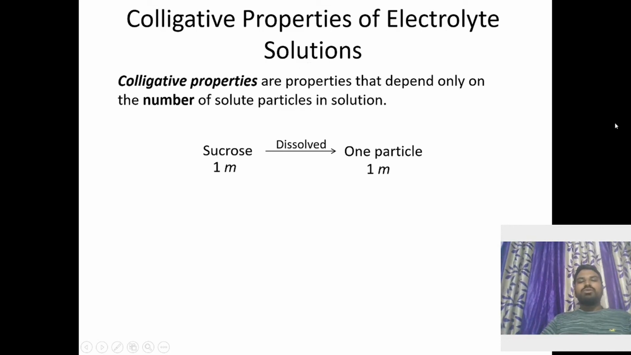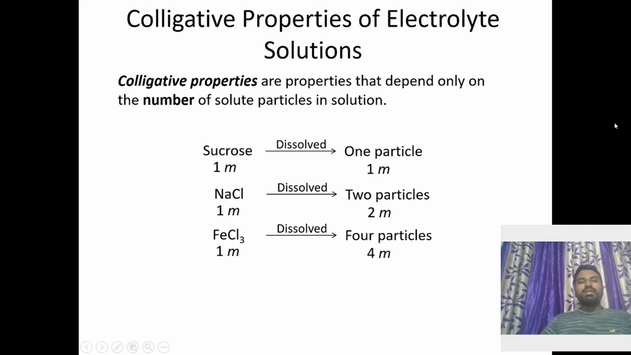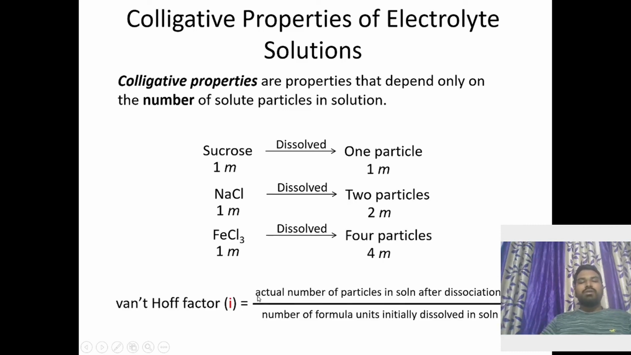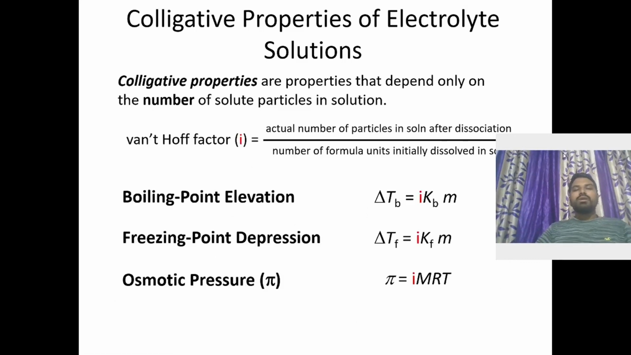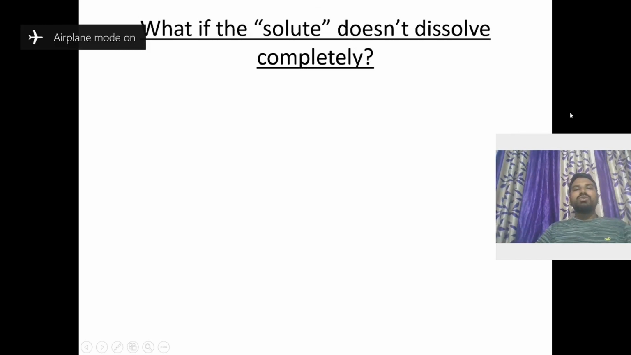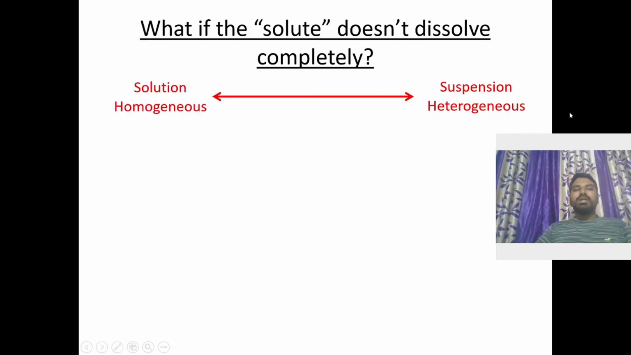Sucrose 1 molar dissolves to 1 particle M, NaCl 2 molar, FeCl3 4 M, hence the Van 't Hoff factor i will be given as the actual number of particles in solution after dissociation over the number of formula units initially dissolved in solution. Okay. Now the boiling point elevation will be i Kb into m, i Kf into m, and i M RT, which will also be denoted as i CRT. What if the solute doesn't dissolve completely?